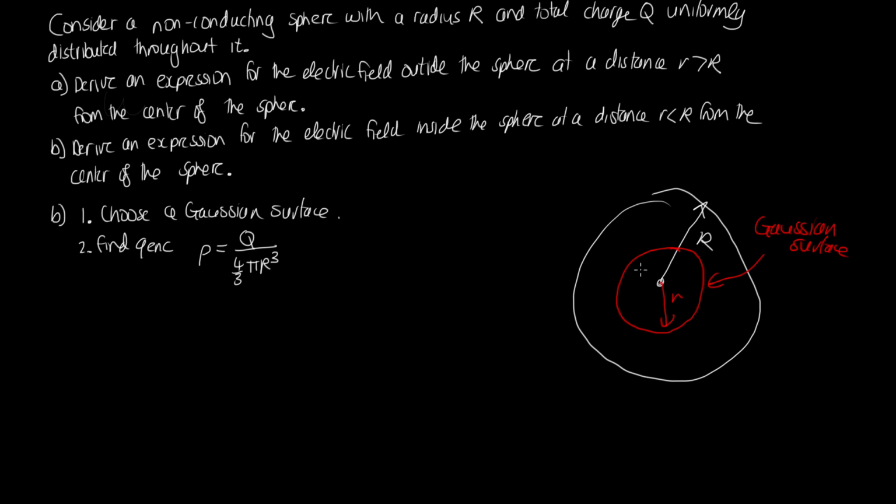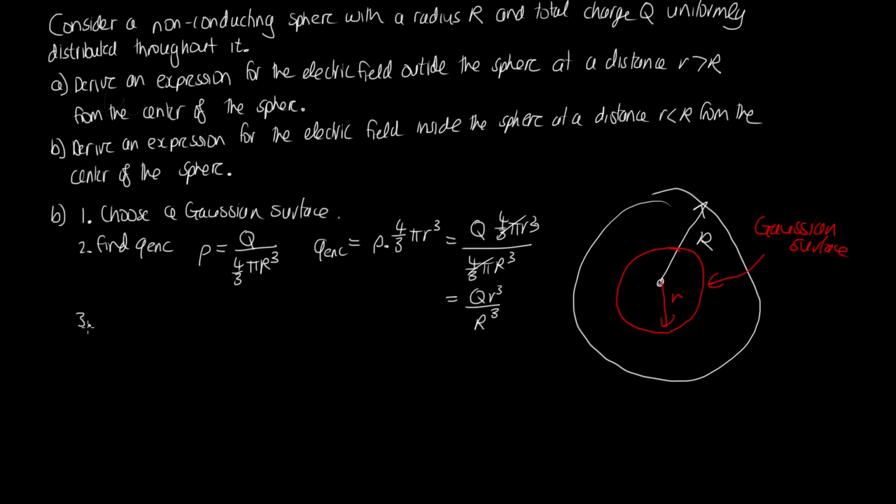And the total charge within this Gaussian sphere is going to be equal to the density times the volume of the Gaussian sphere, which is 4/3 pi little r cubed. So we can substitute in our expression for the volume density here, and we've got Q times 4/3 pi little r cubed divided by 4/3 pi big R cubed. So you can see the 4/3 cancel, and we end up with an expression for our enclosed charge of Q times little r cubed over big R cubed.